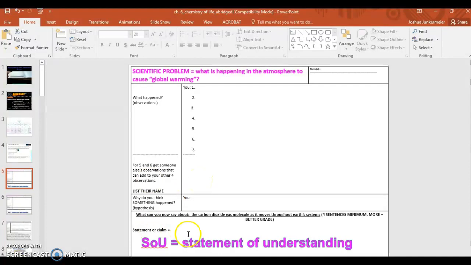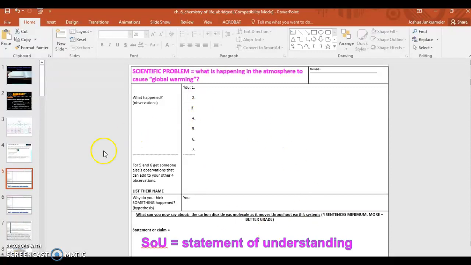The statement of understanding is ultimately you writing what you understand, or you stating what you understand. You can see it has this big section here overall. It has a place for name. It starts with a problem. And this problem is what is happening in the atmosphere to cause global warming. So carbon is involved in global warming, and so this will be our first chance to kind of explore that.